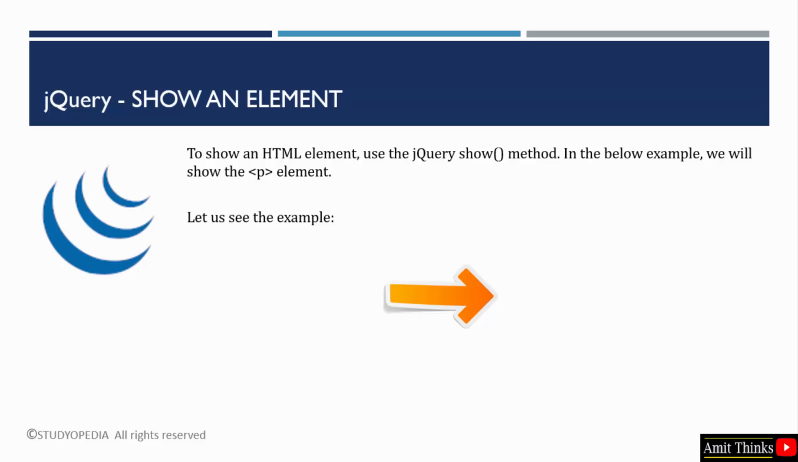So to display an HTML element on a web page, use the show method. It is a built-in function provided by jQuery. We will also see an example. Let's say we are having multiple elements on our web page and one of them is hidden. We will display it using the jQuery show method. Let's see the example.